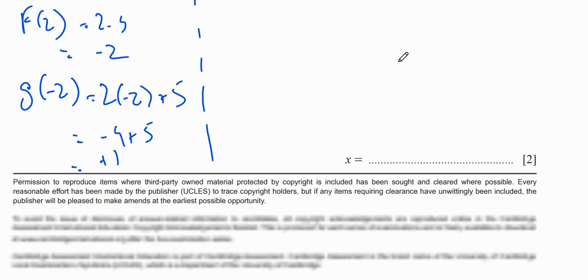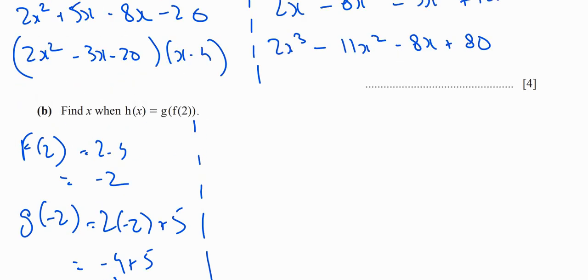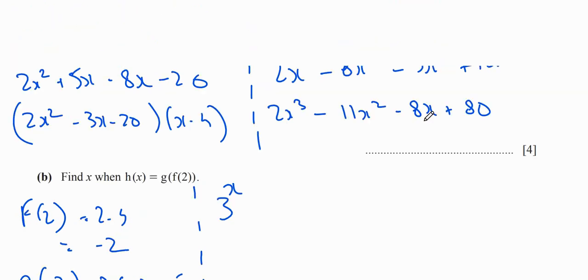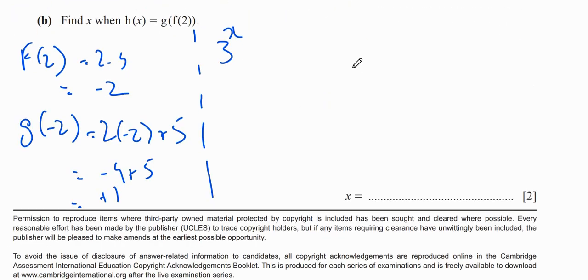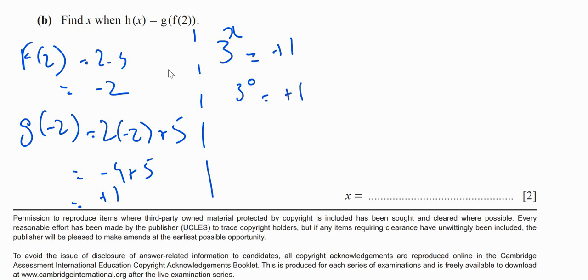What is h of x? h of x is 3 raised to power x. 3 raised to power x is equal to positive 1. Alright, so look, if I say 3 raised to power 0, that's also positive 1. So the value of x is 0.